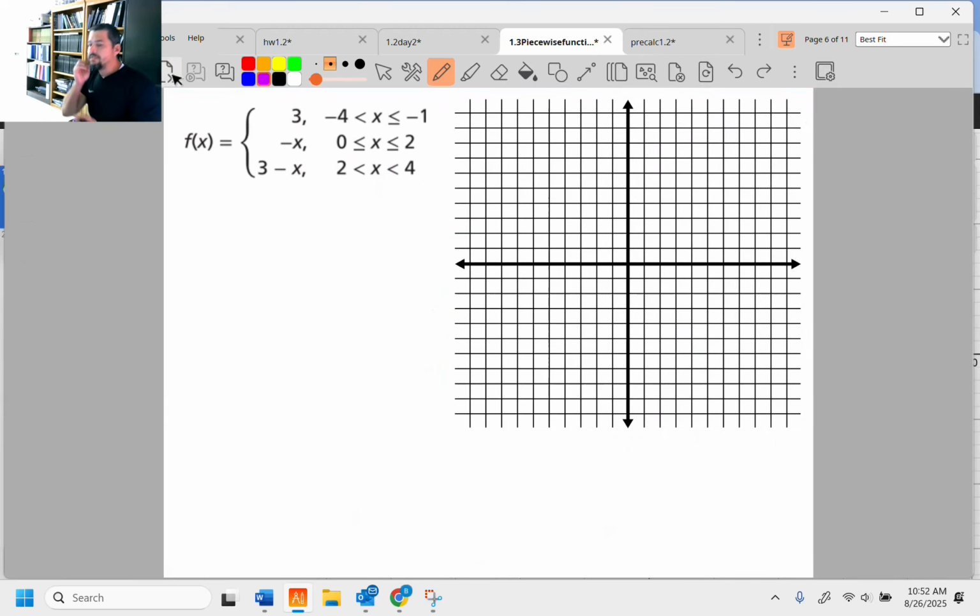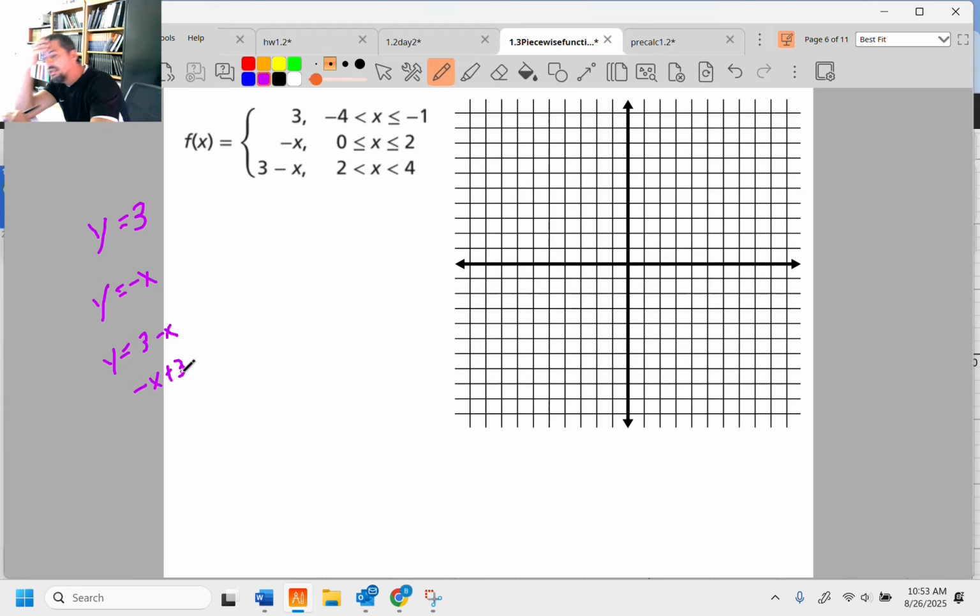All right, let's look at these three equations here. Remember, f of x is fancy for y. One piece is y equals 3. That's a horizontal line. One piece is y equals negative x. That's a slanted line, negative slope. The other piece is y equals 3 minus x, which you might think of as negative x plus 3. These are all just lines, nothing more. We'll just make a table for each of them.